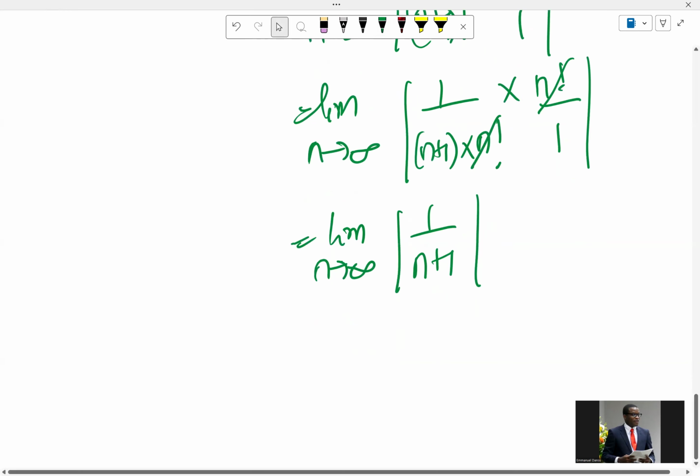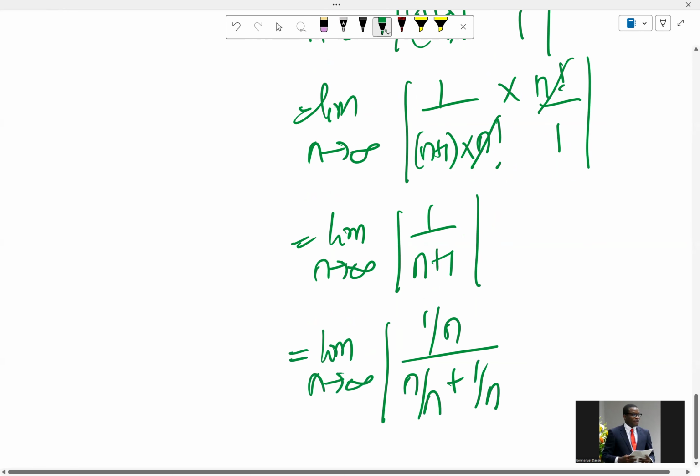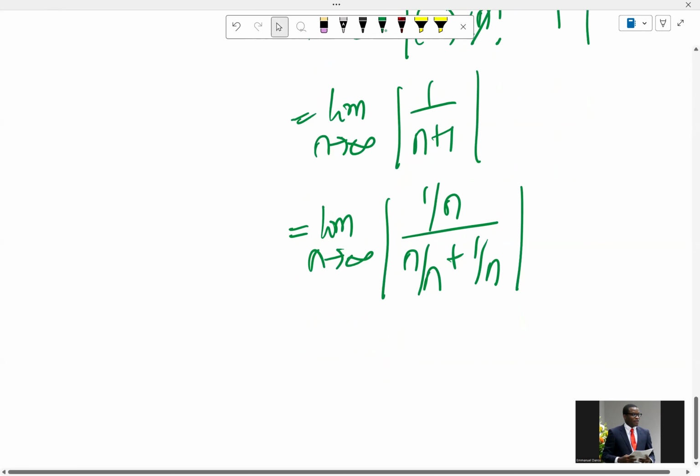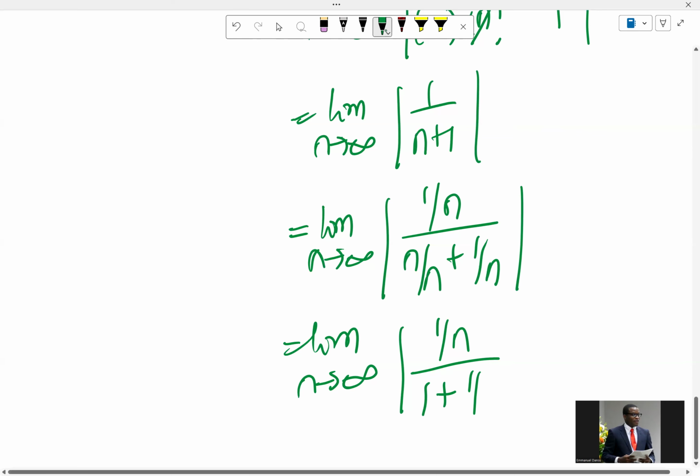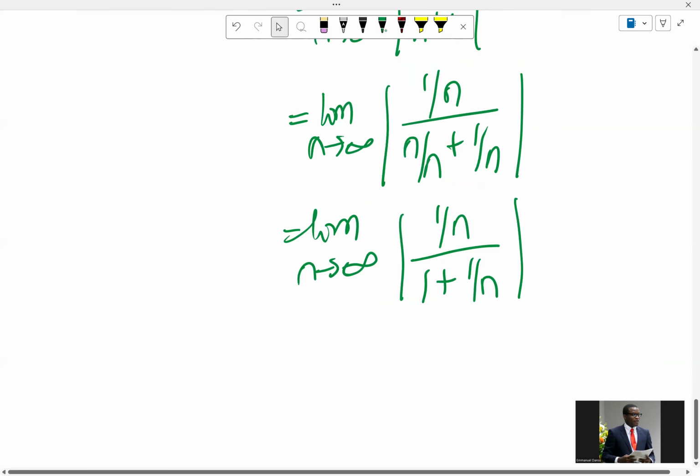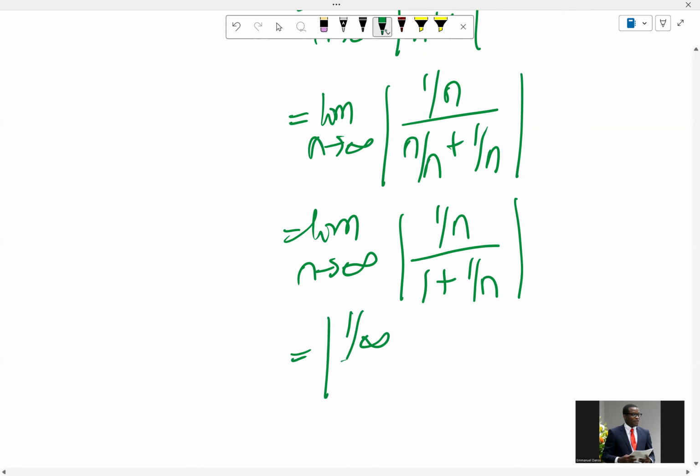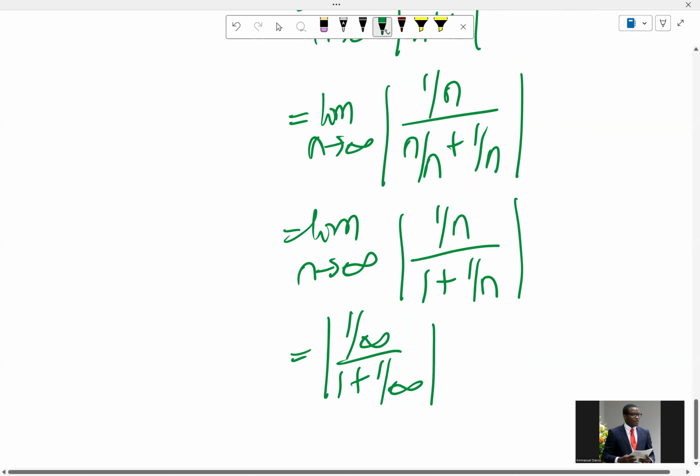Okay, so for you to do something like this, usually what should happen is divide each term by n. That means you have the limit as n approaches infinity of 1 over n all over n over n plus 1 over n. Divide each term by that and then tidy things up. So you have the limit of 1 over n all over 1 plus 1 over n. The next thing you want to do is to substitute infinity for n. So then the limit goes away once you do that substitution. So you have the absolute value of 1 over infinity all over 1 plus 1 over infinity.